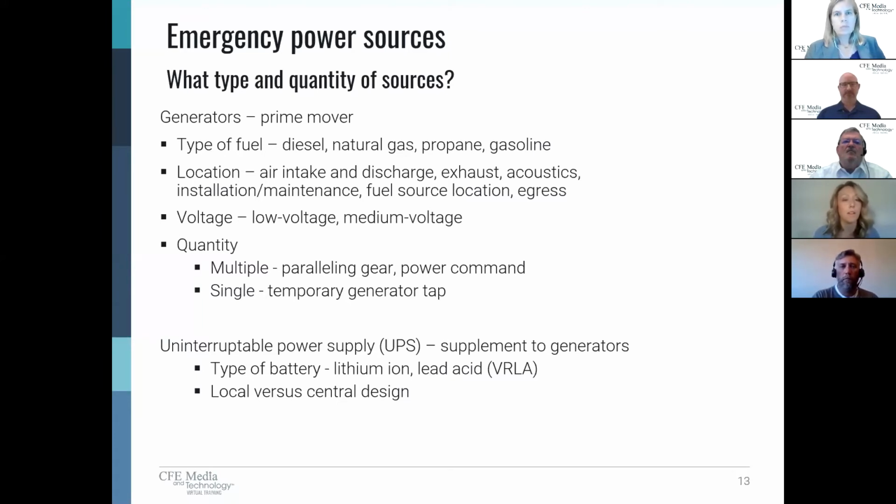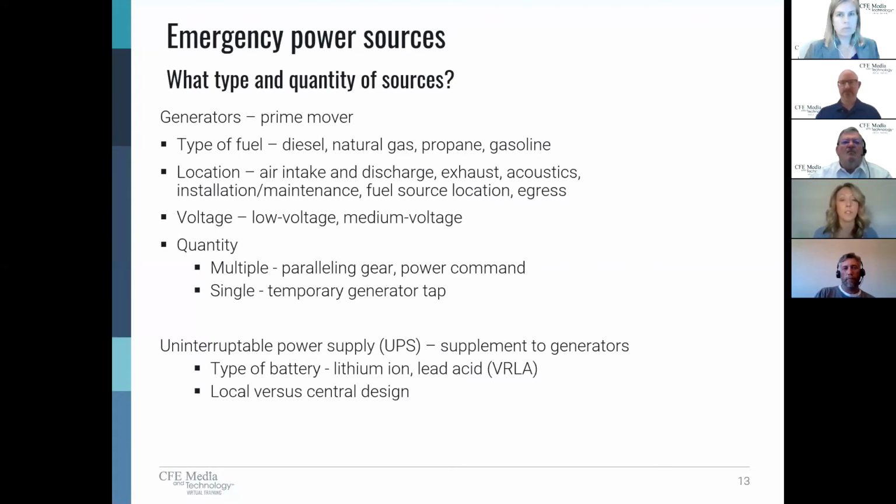Last is quantity. If you have enough emergency power to require multiple generators, you need to have some means of paralleling them. Most of the time we design around a paralleling gear, which is an all-in-one system. It has a switch gear, it has metering, it has controls, and has the ability to parallel your generators. If somehow the owner doesn't want that, or if it's not in the budget, there's another option of something like a power command, which is basically it comes with the generators and it still allows them to talk to one another, but it's just more remote at the generator location.